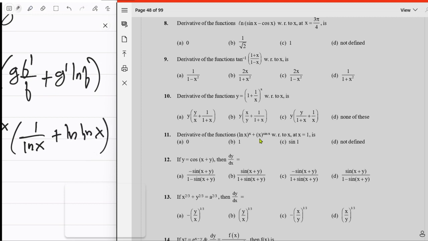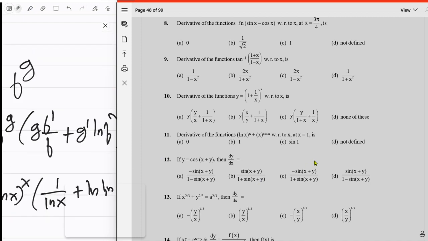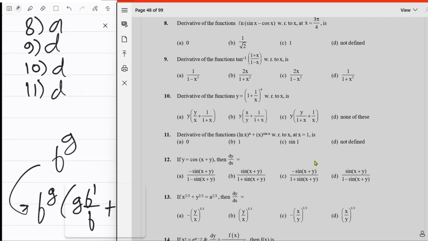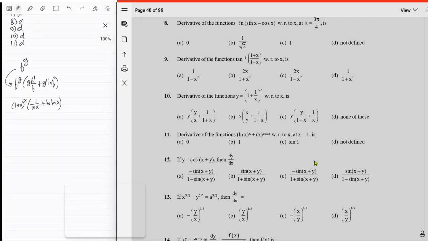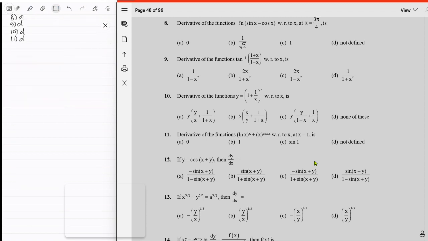Right. And what do you want? You want at x equal to 1. Well, that is not good, because natural log of 0, we are not going to be able to do that. Is that seriously what I'm thinking it is? At x equal to 1, this will be natural log of 0. It's not defined. Yeah, that's the answer, D. Don't even need to do the other part because it's already not defined.